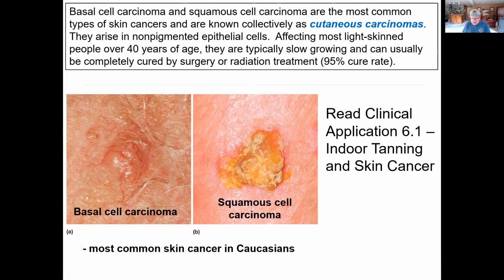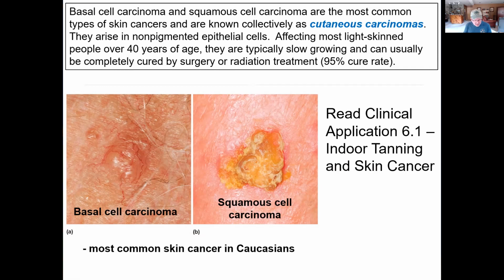And this is one particular type of skin cancer. They're collectively called the cutaneous carcinomas. And there's a clinical application box you should be checking out in your book that talks about skin cancer, and then these two in particular. These are the two most common types of skin cancers, the basal cell and squamous cell carcinomas. These carcinomas arise from non-pigmented epithelial cells.